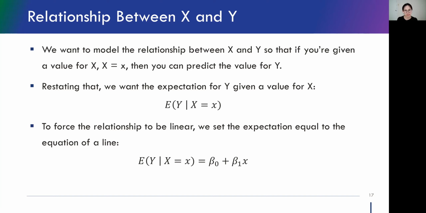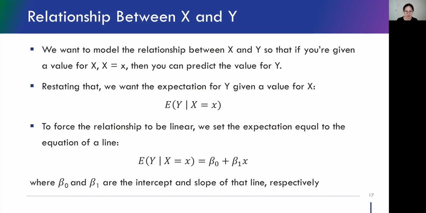To force the relationship to be linear, we set this expectation equal to the equation of a line. So it's a linear relationship, and it's just first order. That means it would be a straight line. Beta 0 and beta 1 are the coefficients that we are going to estimate from the data we have. Beta 0 is called the intercept, and beta 1 is the slope of that straight line.